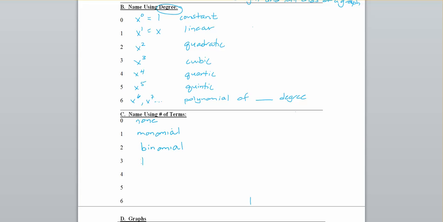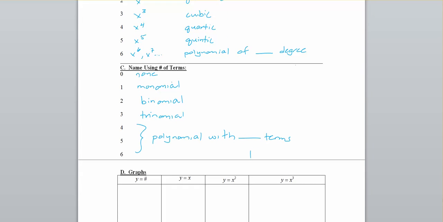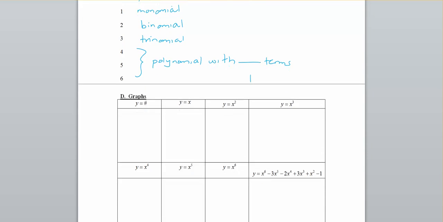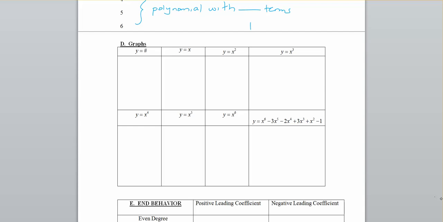If I have 3 terms, that's a trinomial. And after those 3, anything bigger than that, you're just going to write it down as a polynomial with blank terms. So if it has 7 terms, you say the polynomial with 7 terms. There isn't a specific name after monomial, binomial, and trinomial. Okay? Now, we're going to go into learning about graphs, and that way we can talk about end behavior in a moment.